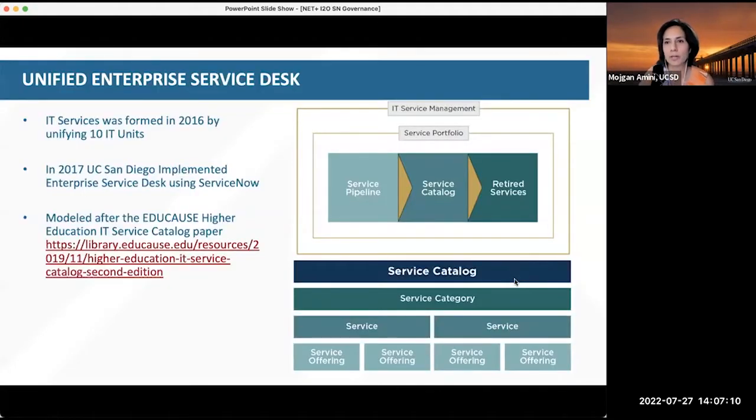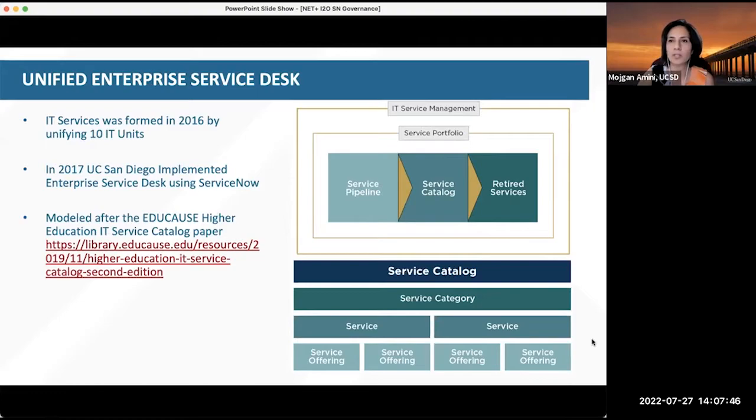Our department started as what we know today as IT services about 5 or 6 years ago. Some of you may have gone down this journey of bringing together or unifying, but we brought together about 10 IT units, and with that unification came about 10 different help desks with their own systems and processes. And so one of the first things we focused on was a unified service desk. And that's when we adopted and implemented ServiceNow as our platform. So that was about 2017.